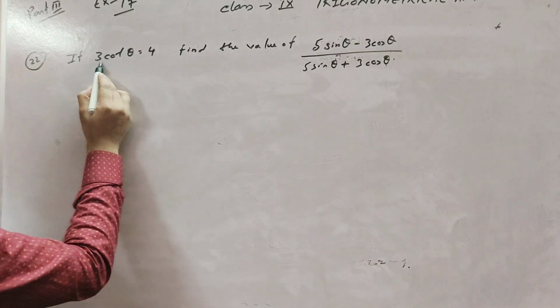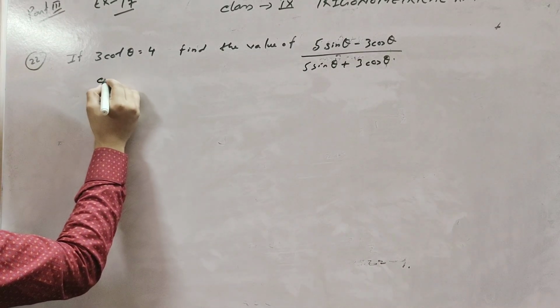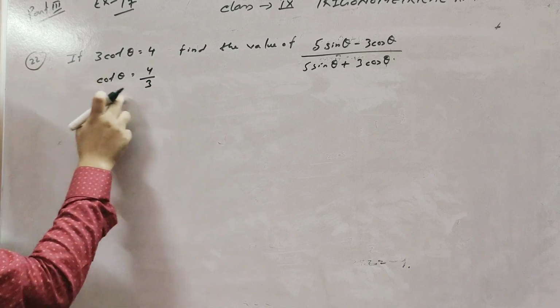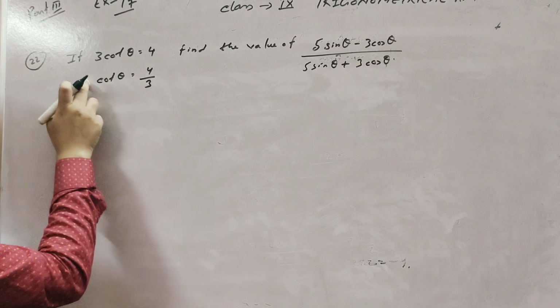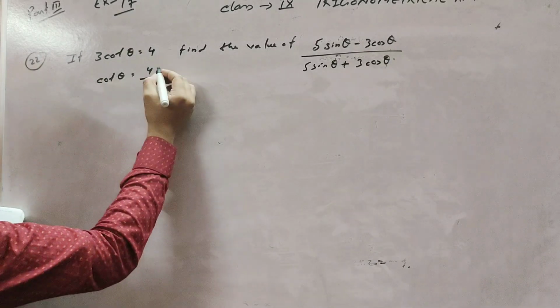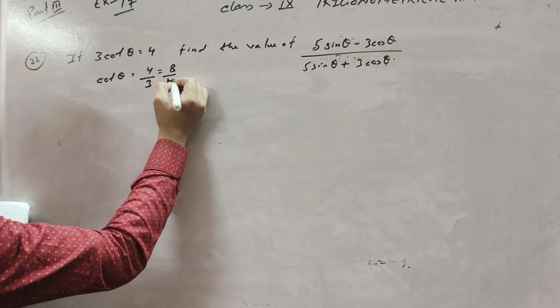So you see 3 cot theta equals to 4. So we write it this way, 4 by 3, because 3 goes to the other side. So that means cot theta equals 4 upon 3. Cot theta formula is base by height.